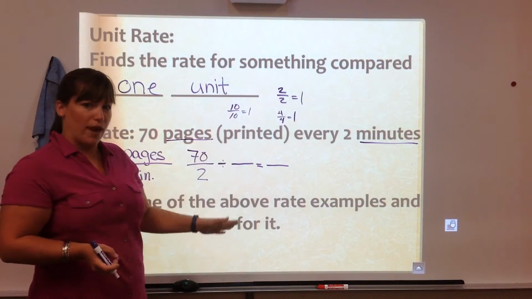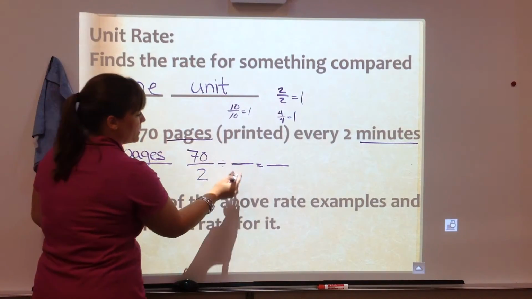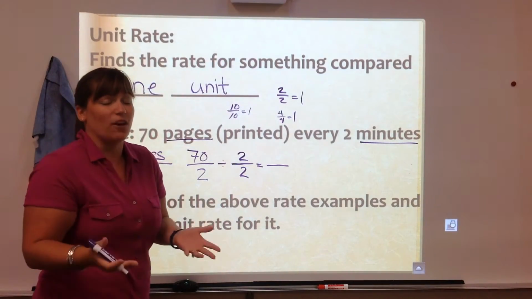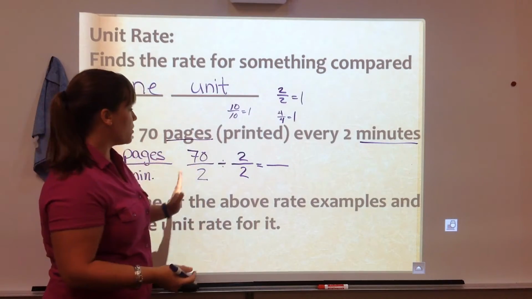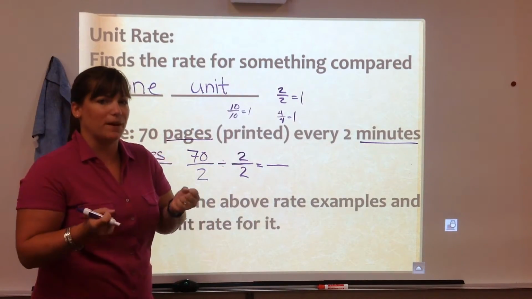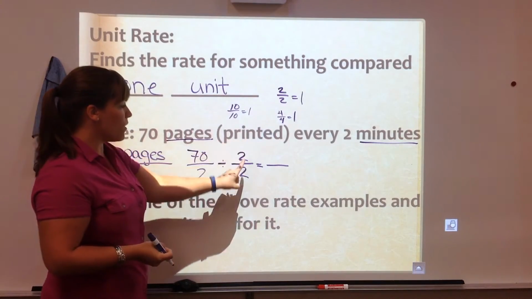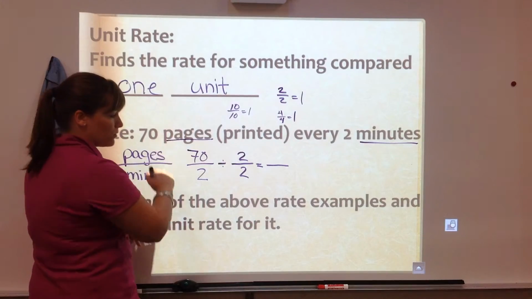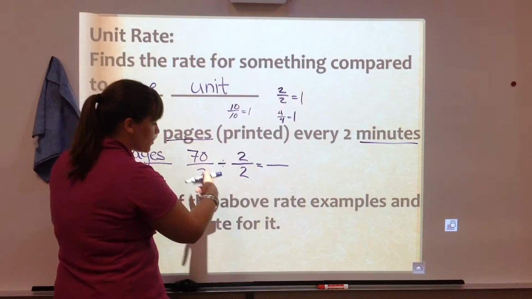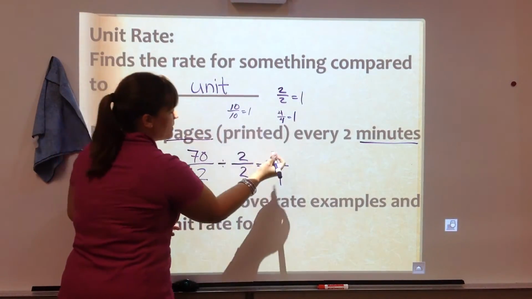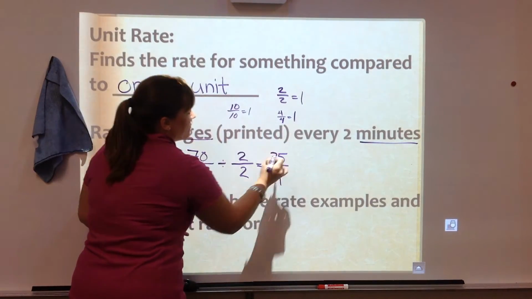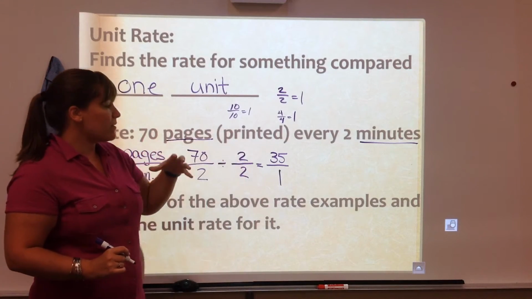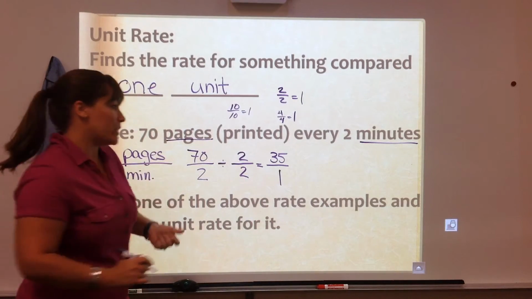So I'm going to show that more precisely here. So I'm going to be dividing by a form of 1. Anything divided by 1 is itself. That's why it actually works. These are equivalent fractions because we're dividing by a form of 1. Our form of 1 is 2 over 2. 2 divided by 2, 1. Now we can do, and this is what you're doing when you're drawing those arrows, 2 divided by 2, 1. 70 divided by 2, 35. So we've just found a unit rate. 35 pages are printed every minute.